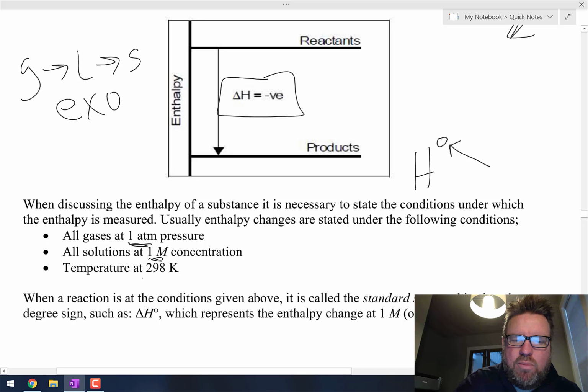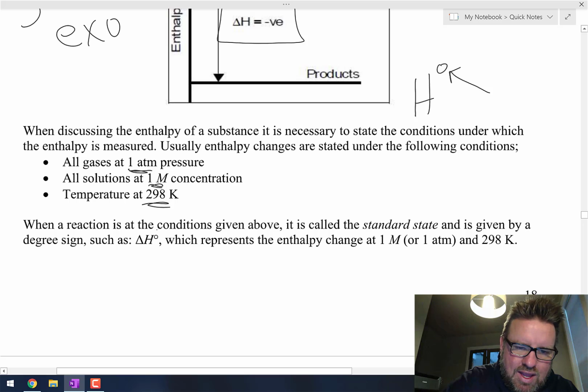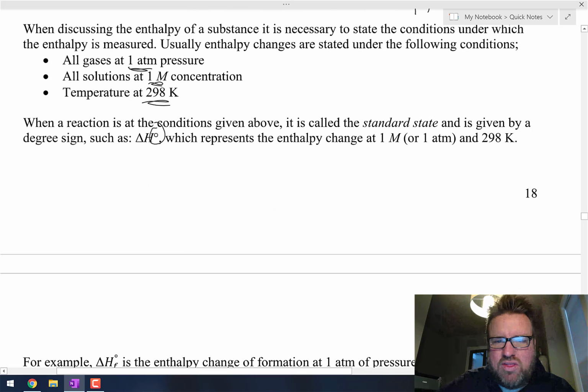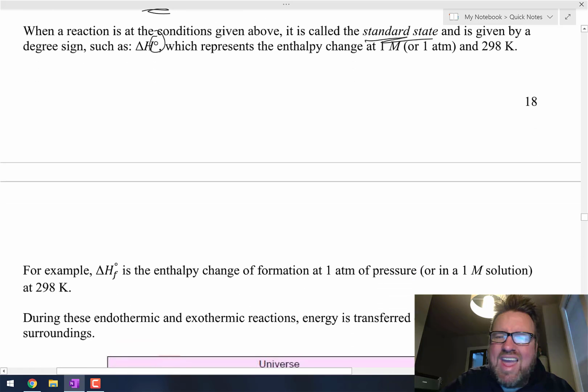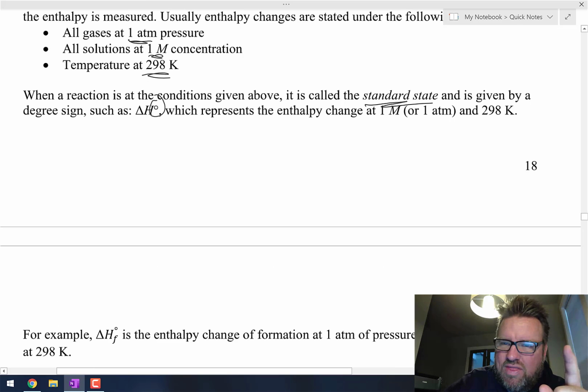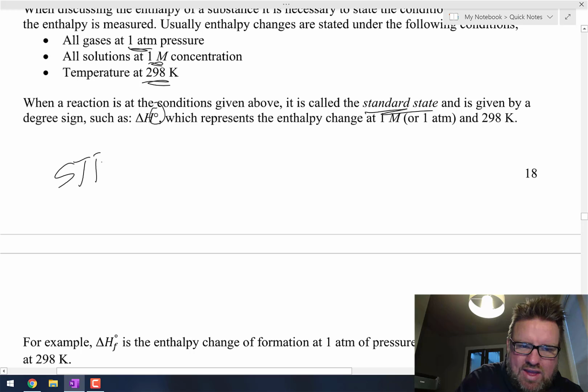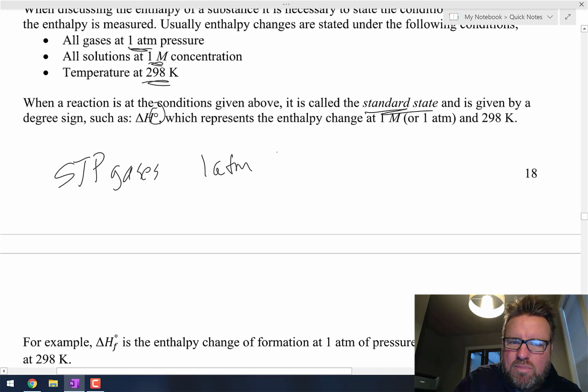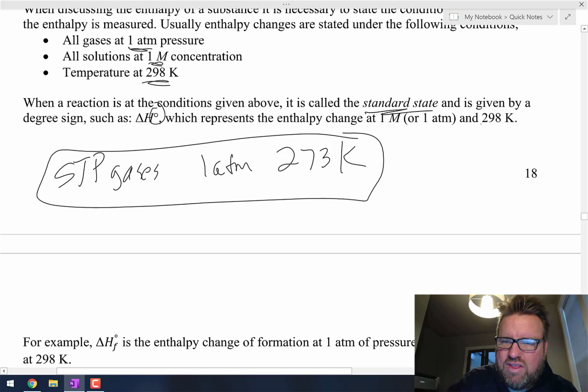Concentrations are at 1 molar, and the temperature is at 298 Kelvin. Okay? And again, there's that little degree sign. We can see it right there, and that is the standard state. Kind of like standard temperature and pressure with gases, STP. But let's make sure we clarify that STP for gases is not the same. It is 1 atmosphere of pressure, but the temperature at STP with gases is 273 Kelvin.